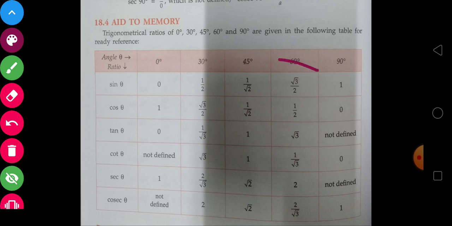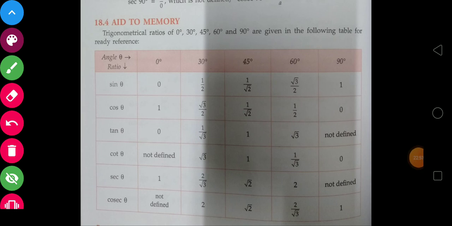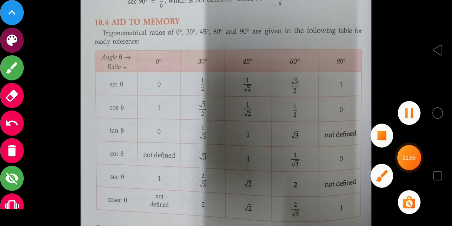Clear? So this is how we remember this table. You can try this out and try to remember this table. We will be using this table to solve the problems from the exercise.